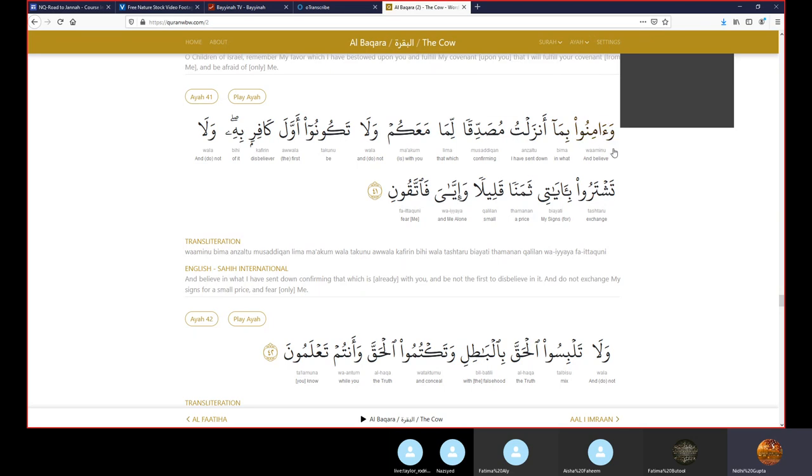It says wa aminu, and believe. Bima, in what? It's two words, bi and ma, so it means in what. They are being asked to believe in anzaltu, what I have sent down. Nazala, which we learned before, means to send down something from a very high place, and it's used a lot for the Quran, where this word unzila is often used.